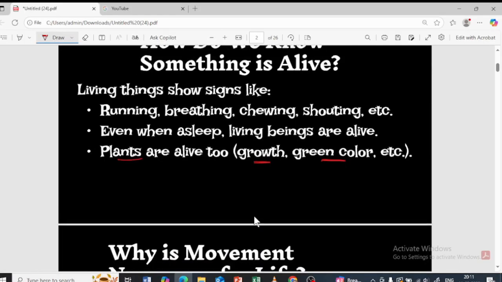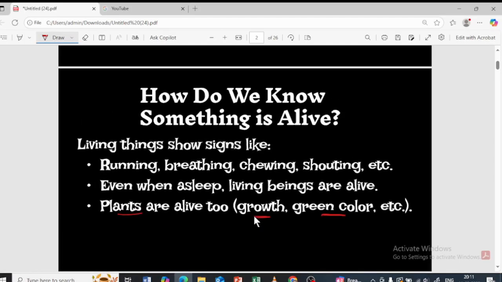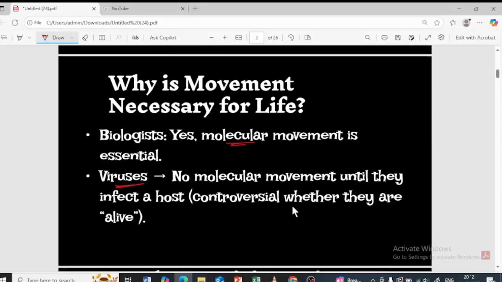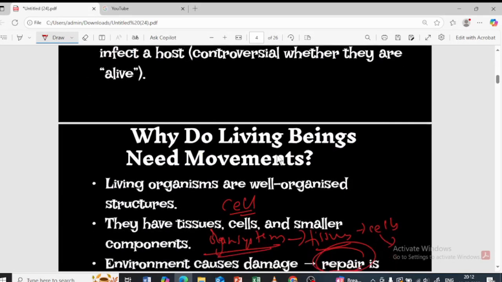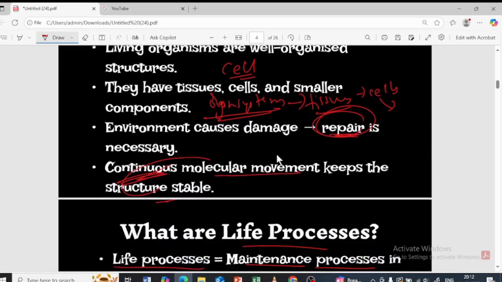So the life process, obviously when we say that something is alive, some sort of movement is going to take place. When we are sleeping also, there's some sort of movement taking place. Plants are alive as well because they also undergo the movement called growth. The movement is necessary, even the molecular movement that takes place inside the body, and that is necessary.